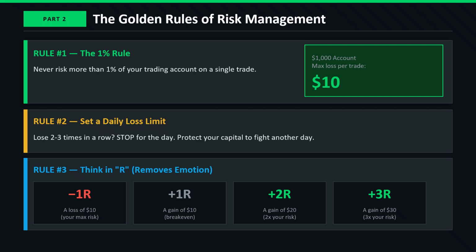By thinking in terms of R, you stop obsessing over the dollar amount and start focusing on the consistency of your execution. A good trader focuses on making a series of plus 1 R and plus 2 R trades, not trying to hit a home run on every single one.